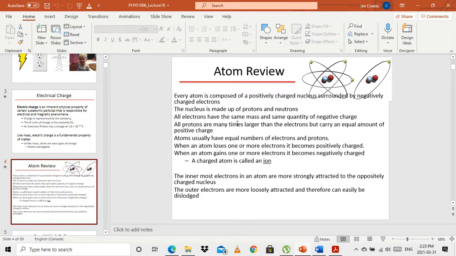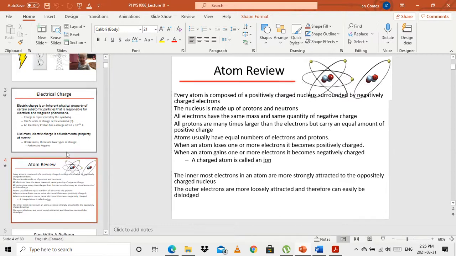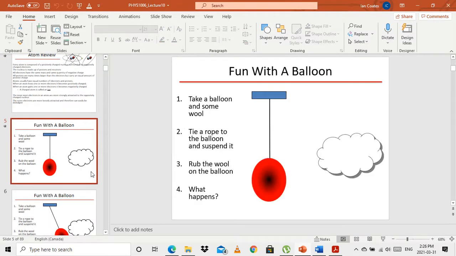A little bit of an atom review. You guys can read through this when you get a chance. It's a review of 1008 Chem and 1009, just talking about the proton, the neutron, the electron, and the whole premise of what an ion is. An ion is an atom or group of atoms with a charge. So you guys can have a look at that one.